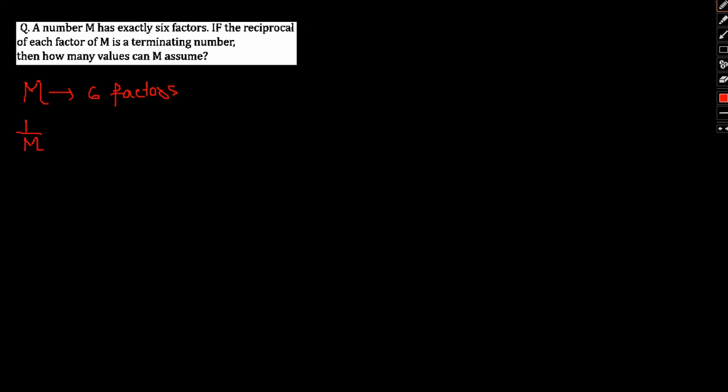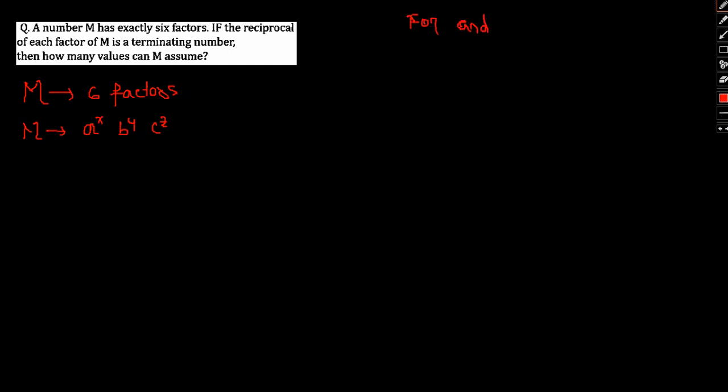If the reciprocal of each of the factors of m, okay, that is, m has to be of the form, maybe suppose a to the power x, b to the power y, c to the power z. Okay, something on these lines, and it's given that the reciprocal of each of the factors of m is a terminating number.